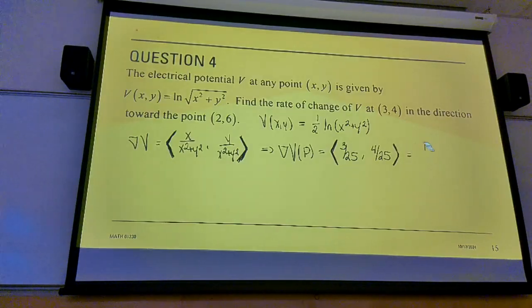I'm going to do it this way. This is another common notation. Keep in mind, it's not technically a vector divided by 25. It's 1/25 times the vector. This is just how we write it. What is our direction vector?